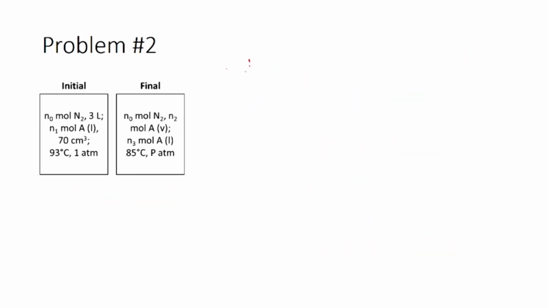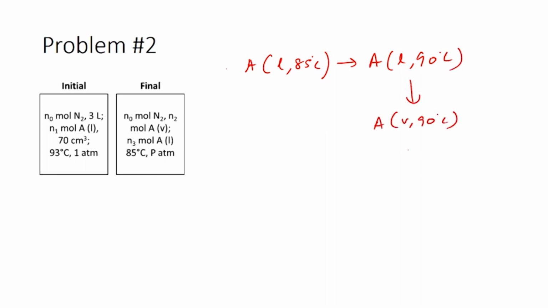So, that would mean the process would be A, which is liquid at 85 degrees Celsius, goes to A as liquid at 90 degrees Celsius. From here it goes to A as vapor at 90 degrees Celsius, and from here it goes to A as vapor at 85 degrees Celsius. Again, I am ignoring the effect of pressure for doing these calculations. So, we have 3 different internal energy changes, one with a change in temperature, another with a change in phase, and the last one again with a change in temperature.